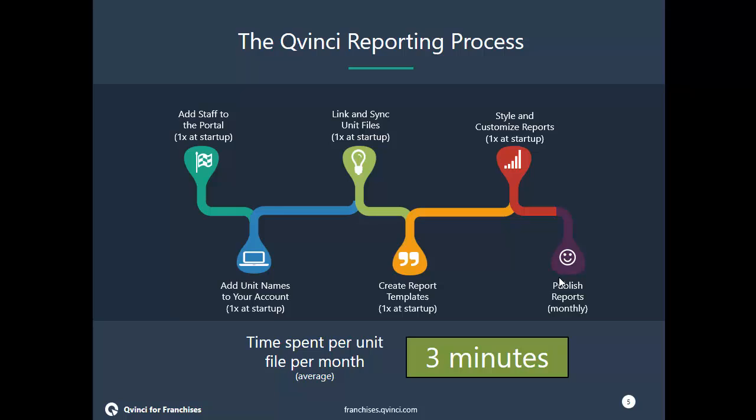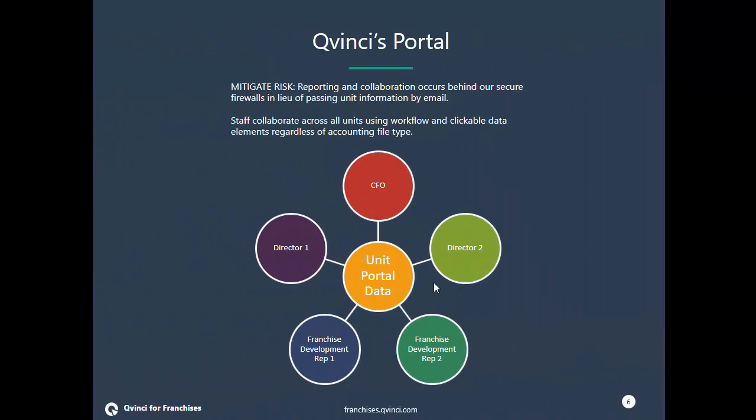So with the Qvinci portal, when you go and look at the demo, we're going to lead off with the portal. I will give you a little Venn diagram to give you an idea. Imagine that you have a centralized database in the cloud, and you and your staff members, I call it CFO and directors and franchise development reps, are collaborating on the data from all your franchisee units in a standardized portal.